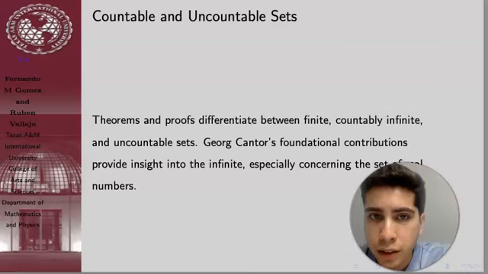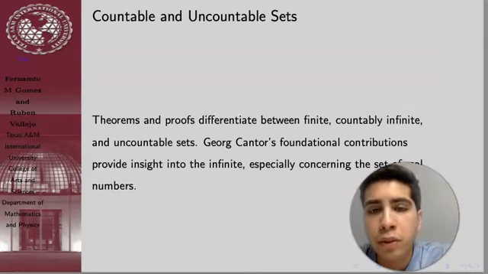Countable and uncountable sets, of course, are demonstrated by Cantor. And the proofs differentiate between finite, countably infinite, and uncountable sets, which I was mentioning earlier. George Cantor's contributions were exceptionally foundational in providing insight into the infinite, especially concerning the set of real numbers. Real numbers include 0 and so on, but it's interesting because Cantor considers numbers within those numbers.